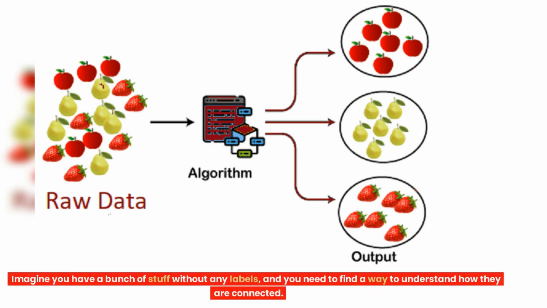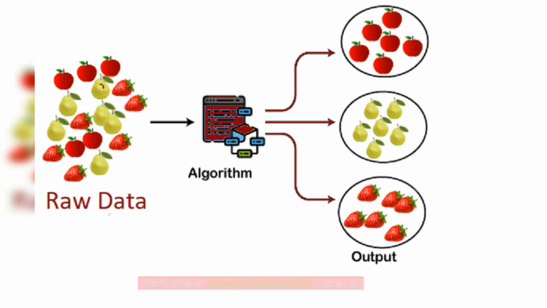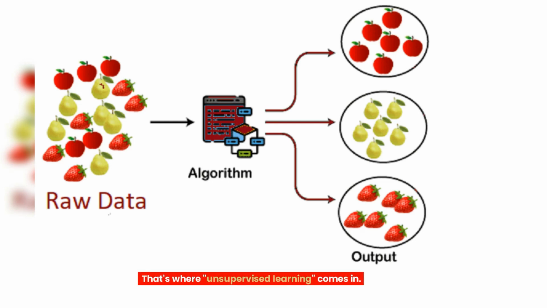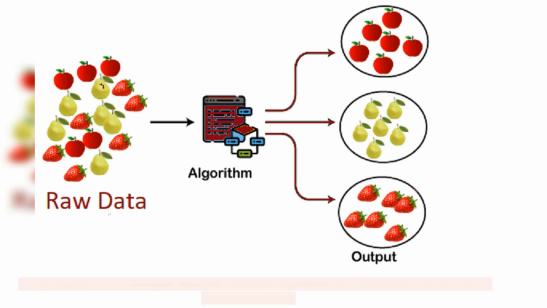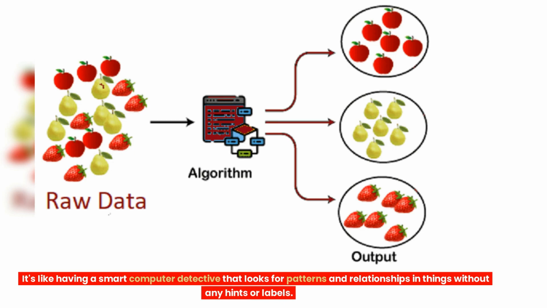Imagine you have a bunch of stuff without any labels, and you need to find a way to understand how they are connected. That's where unsupervised learning comes in. It's like having a smart computer detective that looks for patterns and relationships in things without any hints or labels.